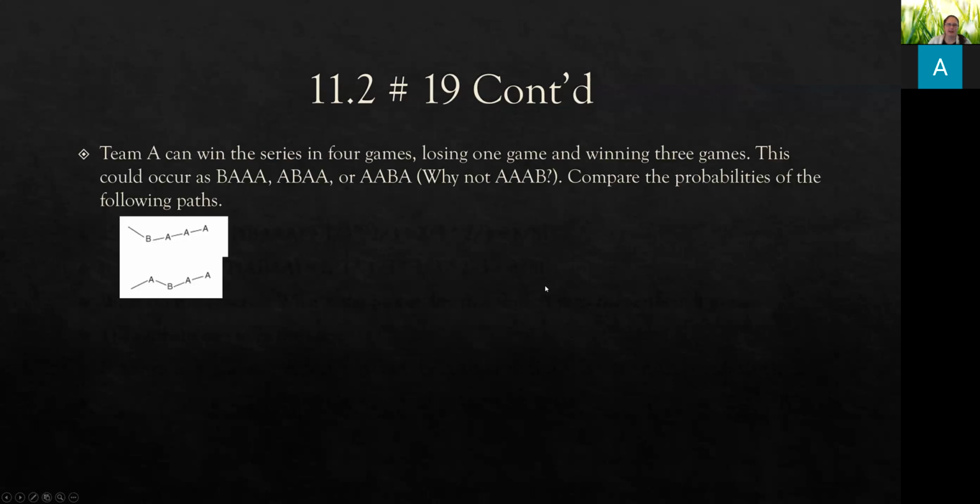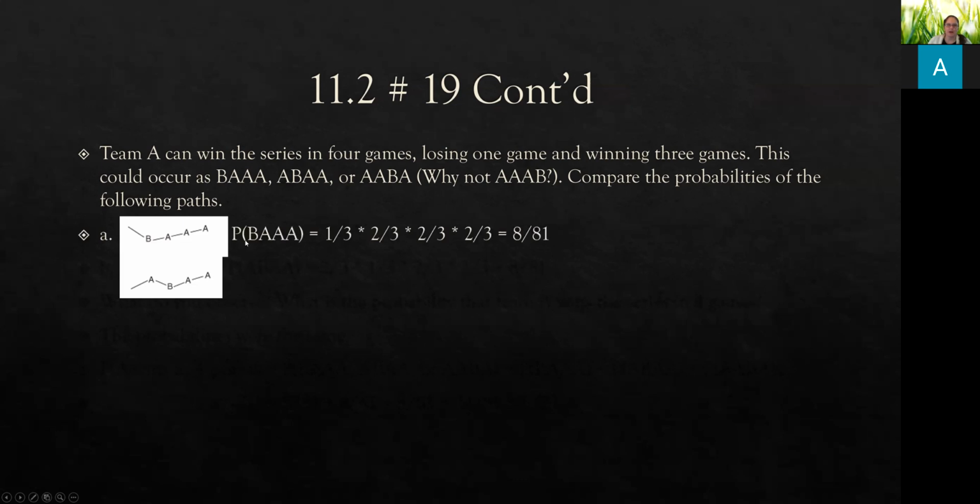Team A can win the series in 4 games by losing 1 game and winning 3 games. This could occur as B-A-A-A, A-B-A-A, or A-A-B-A. And they say, well, why not this one? Why not A-A-A-B? Well, because if Team A wins 3, they don't bother to play the other games. So we wouldn't do this. That would be what we had on the previous slide. And then it says, compare the probabilities of the following paths.